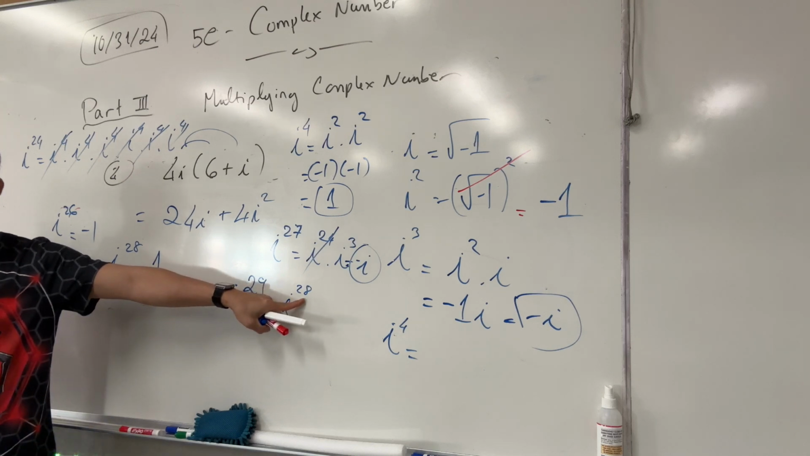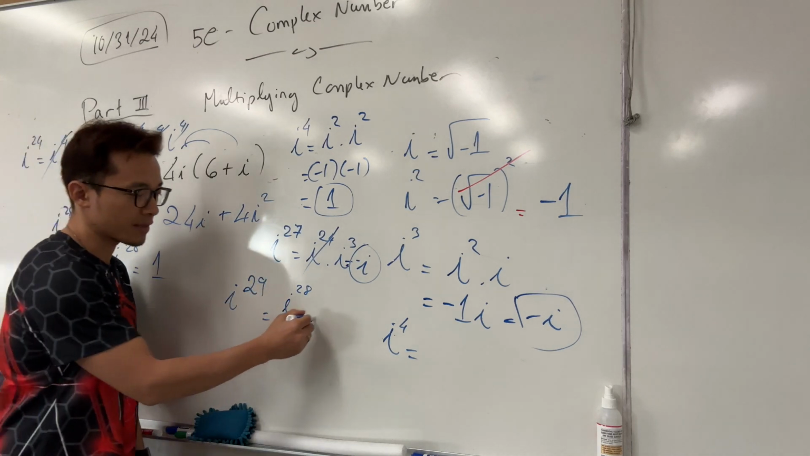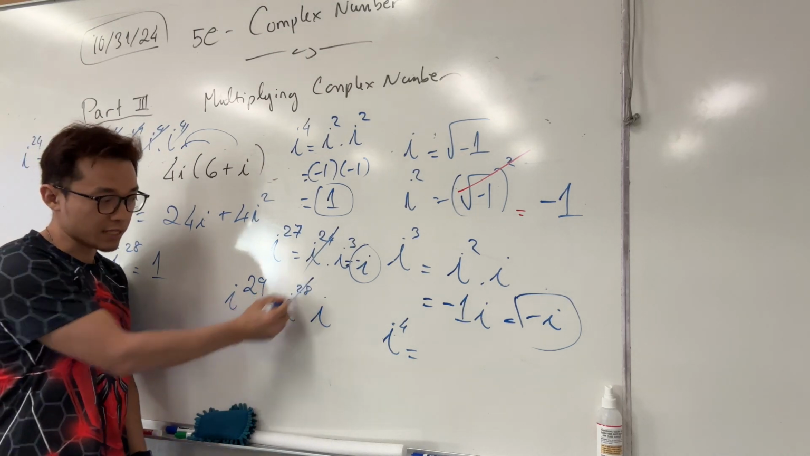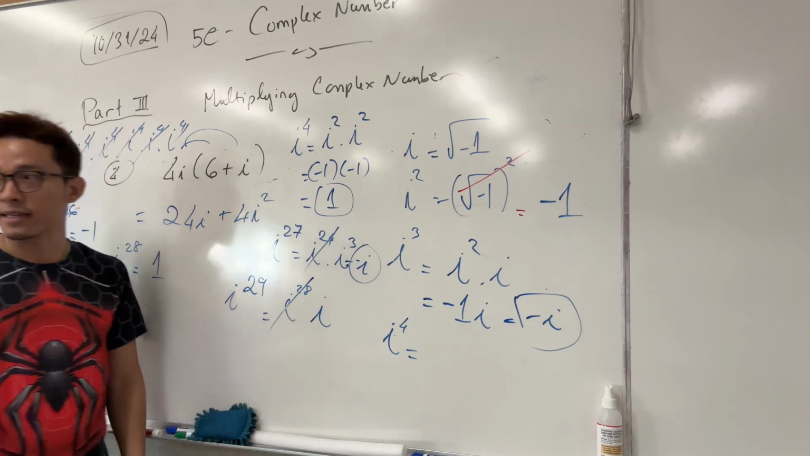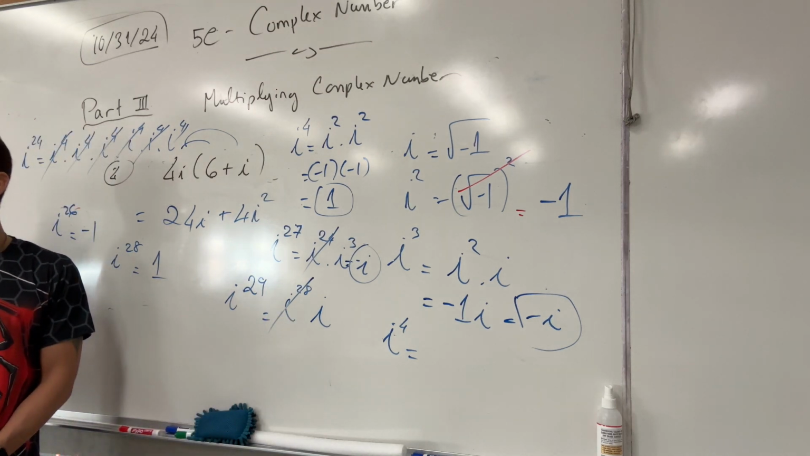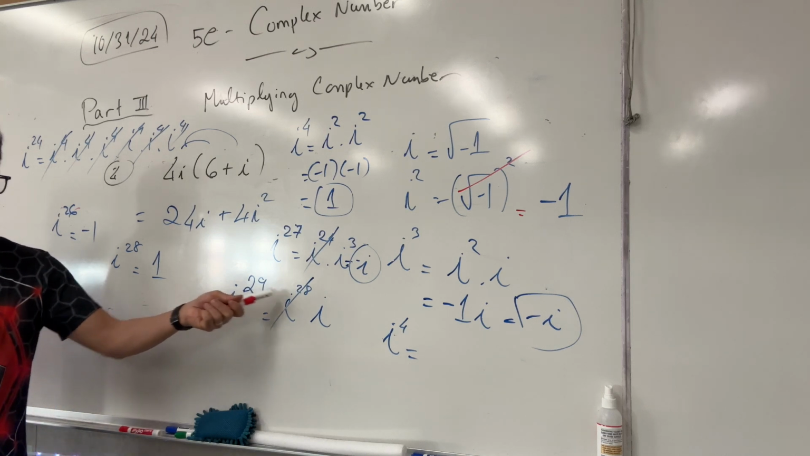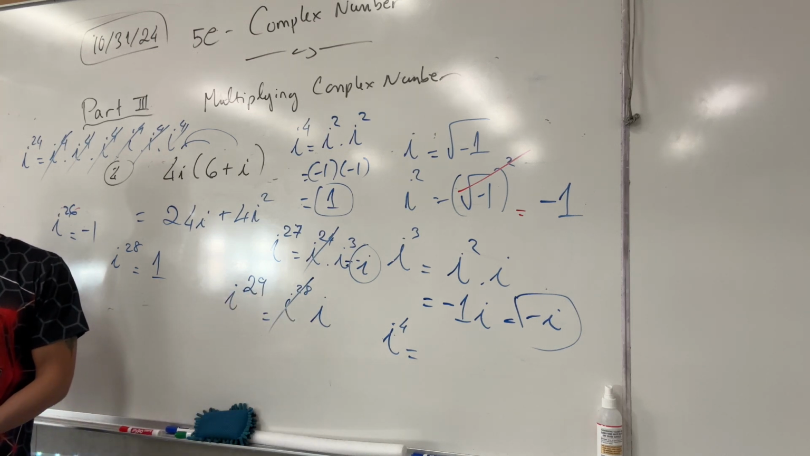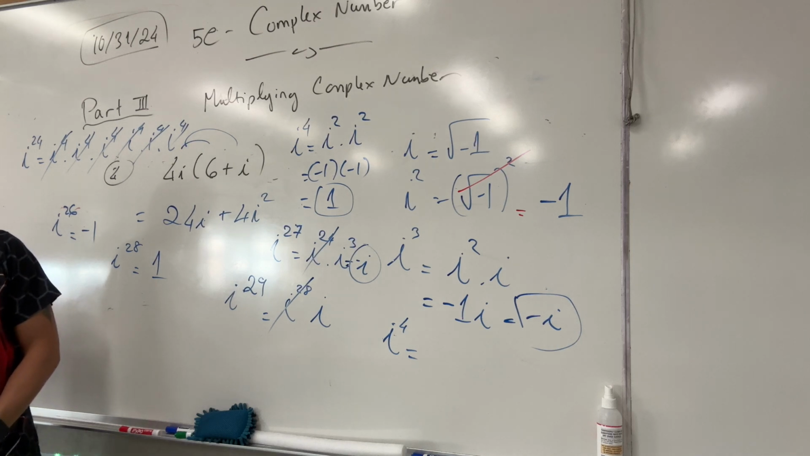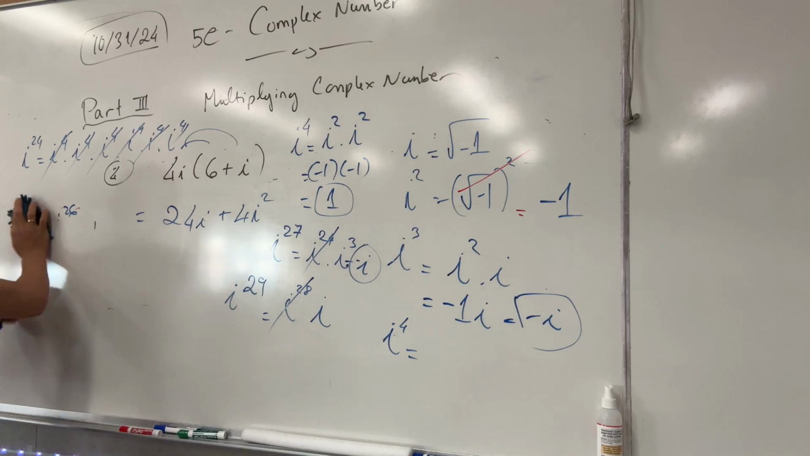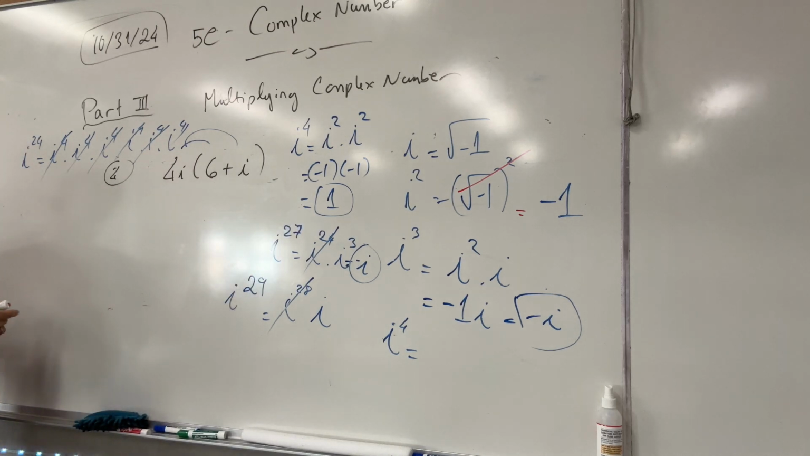29. You break out 28 and 1, and i. What is i to 28? Is that a multiple of 4? Yes, so that's gone. You just have i. That's the answer. Just i. So i to the power 29 equals i. You can go over it again later, but okay.